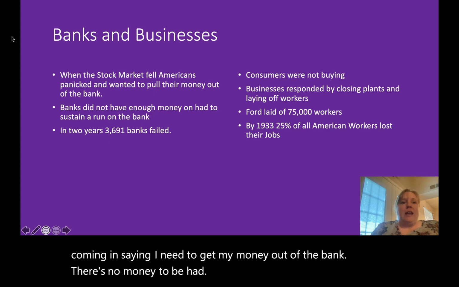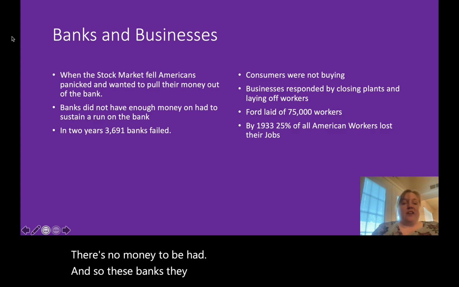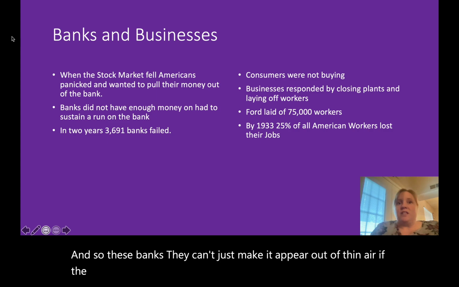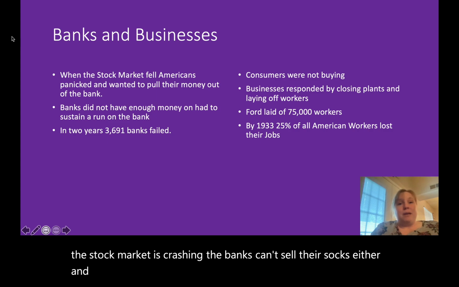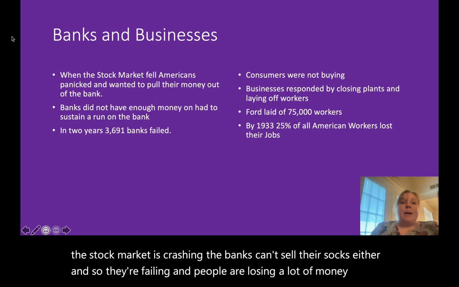And so these banks, they can't just make it appear out of thin air. If the stock market is crashing, the banks can't sell their stocks either and so they're failing, and people are losing a lot of money. Okay, so that's what's happening with the banks.